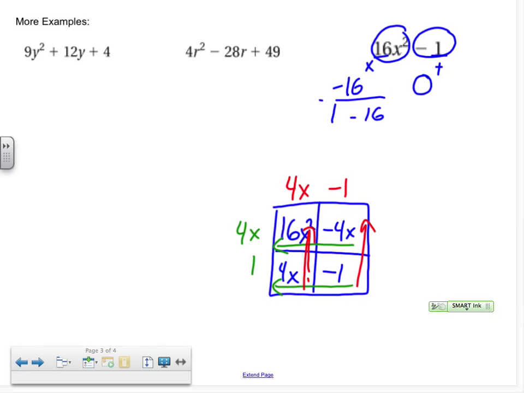So that means our factored form, the height is 4x plus 1, and the width is 4x minus 1. So that factors to 4x plus 1 and 4x minus 1. And again, it's a special form. There's shortcuts for that. For now, we're just going to continue using the box to do it the long way.